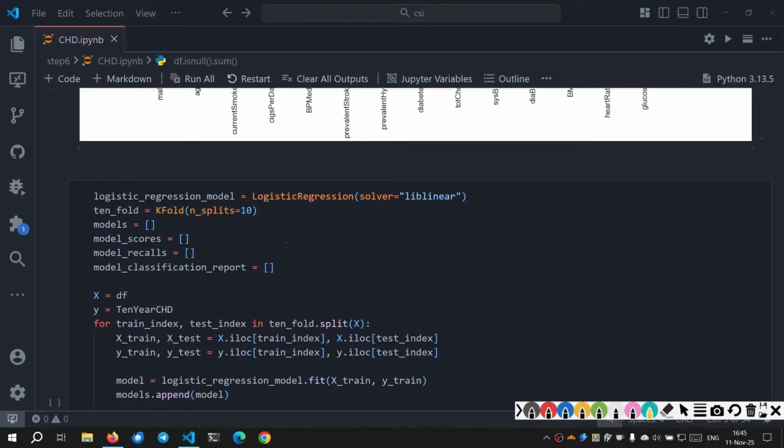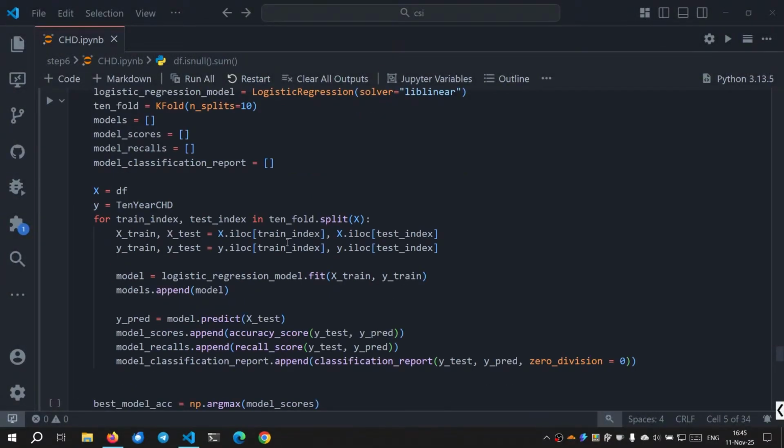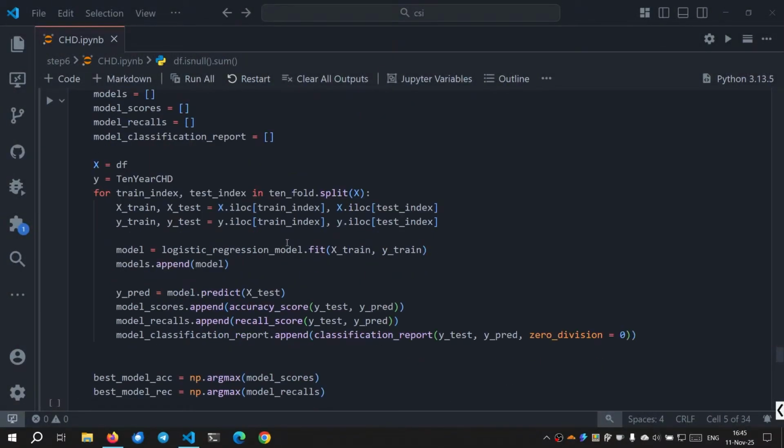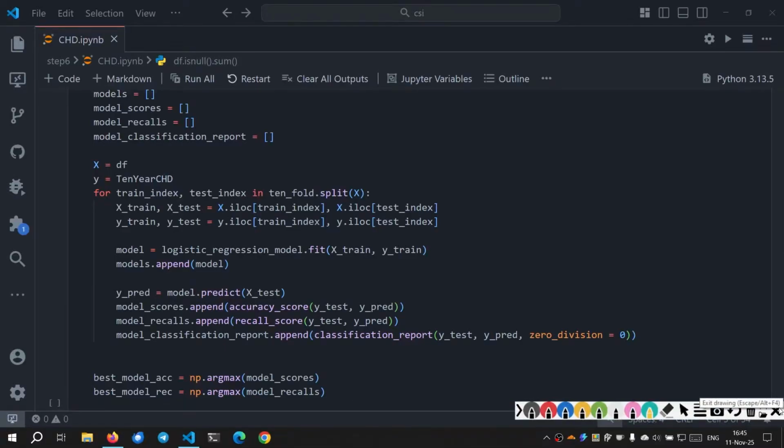And we're going to train our model now. So how do you train your model? You split it into 10 different parts, and you use this iloc from pandas to get your train and test sets for X and Y. X here is all the data, Y here is 10 years CHD. So these Ys are 10 years CHD.